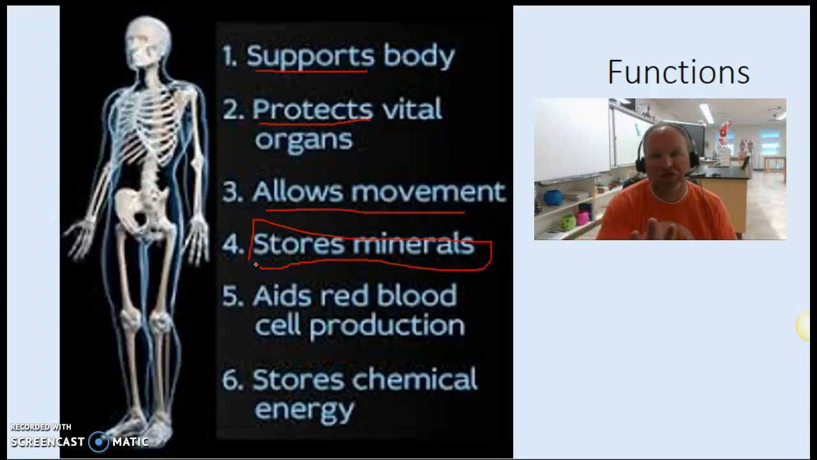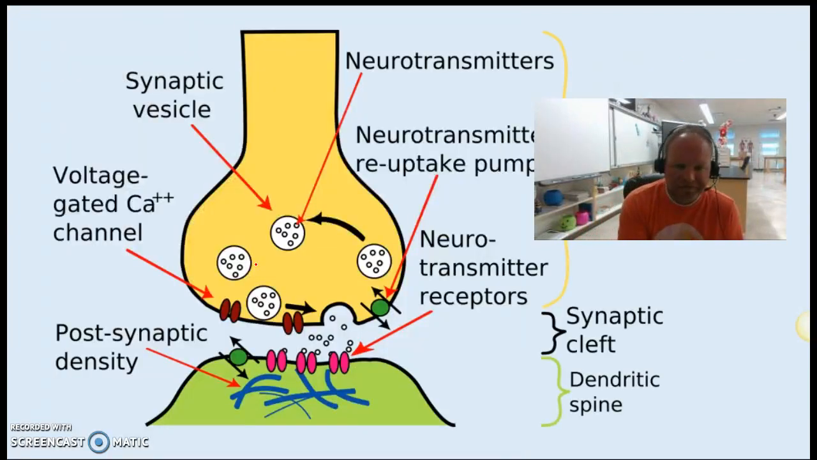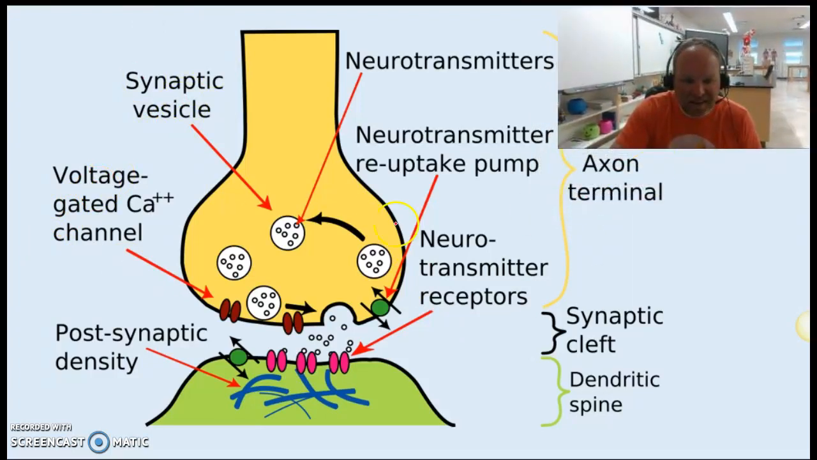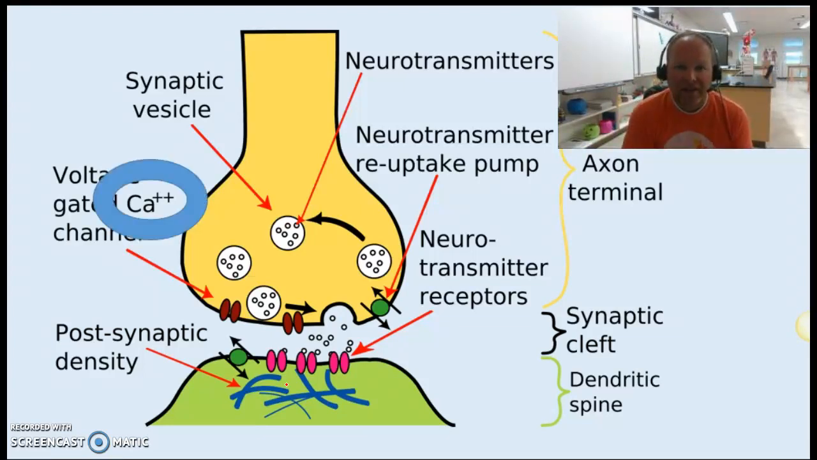Now, I'm going to show you a picture, but I don't want you to freak out. You ready? Okay, once we get to the nervous system, I'm going to show you this, and I love this picture, and we're going to learn every single part of this, but I want to show you one thing and one thing only. This is a picture of nerves. For nerves to work, they have to have calcium. They have to have calcium. It is a must.